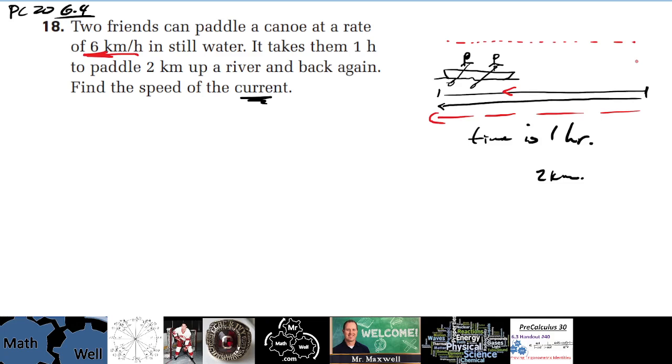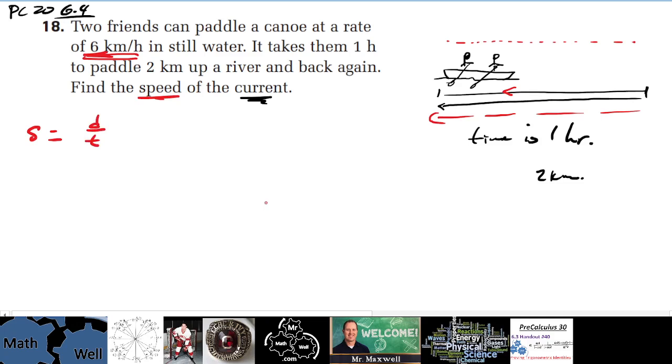So instead, we kind of got to figure out. It might take them much longer to get up against the current if it's really strong, and then it'll take them much faster coming back. So it might not always be kind of a one-to-one thing. Okay, so we're trying to find the speed of the current. Okay, so we've got speed of the canoe, right? We know what that is generally, 6 kilometers per hour. Speed is built from what? Distance over time. Okay, so distance over time.